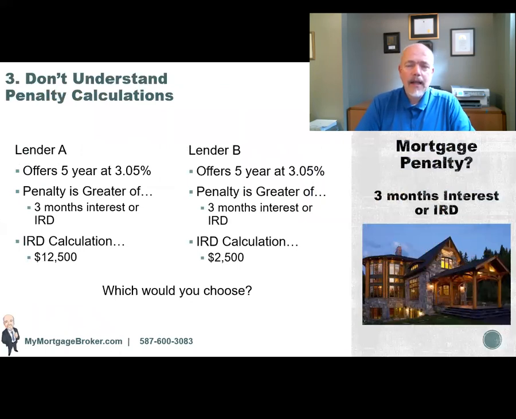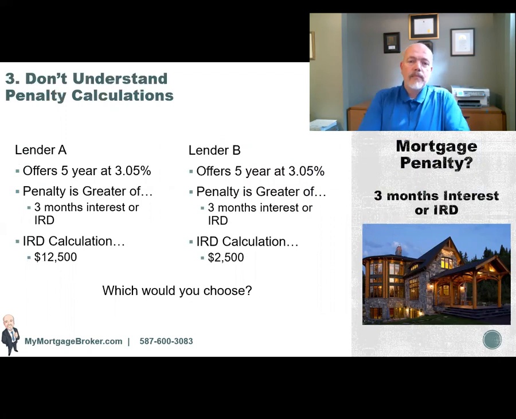This is something that a lot of people just don't notice, that there's a difference, especially because most lenders will say, you know what, you're going to pay the greater of 3 months interest or an interest rate differential when you pay off the mortgage. And the penalty calculation is the key. Some lenders will calculate the penalty and it's substantially more expensive than other lenders in the way they calculate it.